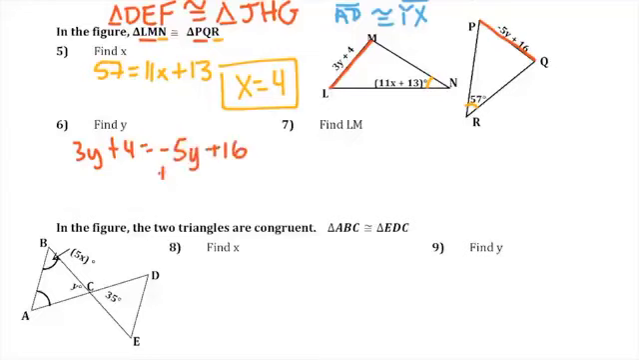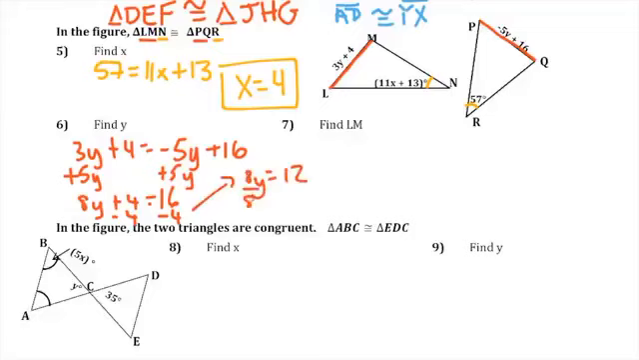So then we could add 5y to both sides of our equation, which would give us that 8y plus 4 is equal to 16. Subtract 4, I have to move my work over here. We get 8y is equal to 12. Divide it by 8, and we get that y is equal to 1.5.